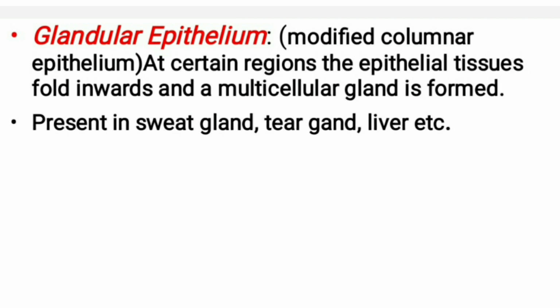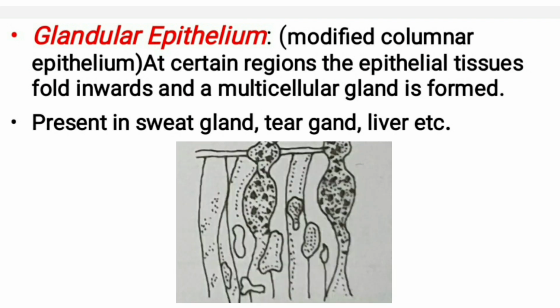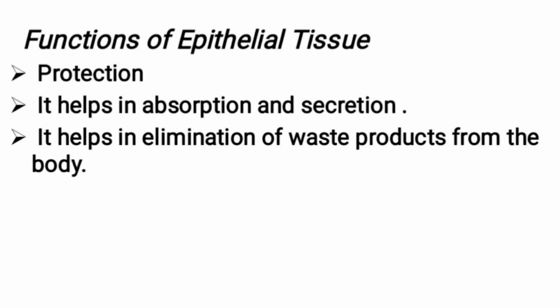Next is glandular epithelium. Gland cells secrete substances at the epithelial surface. Sometimes a portion of epithelial tissue folds inwards. This results in the formation of a multicellular gland. Its tissue is called glandular epithelium. Then what are the functions of epithelial tissues? Main functions are it helps in absorption of water and nutrients and in diffusion of gases. It helps in elimination of waste products from the body.